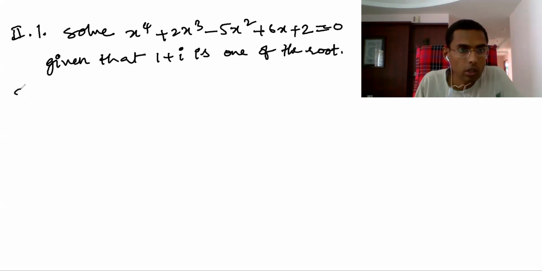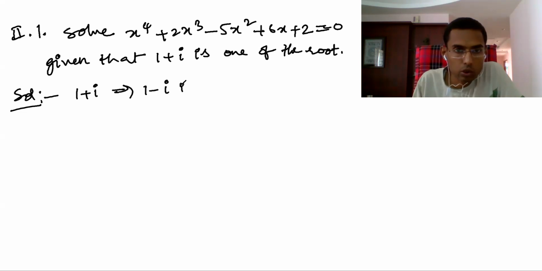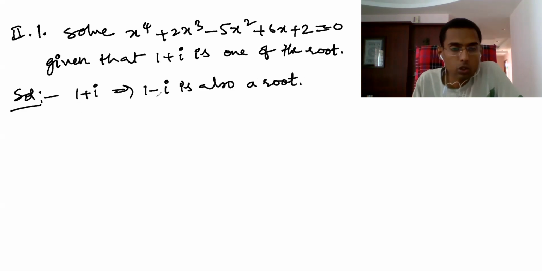So this is an easy one. What is the solution for this? 1 plus i is given as a root. That implies 1 minus i is also a root. That means 1 plus i is a root, and 1 minus i is also a root.